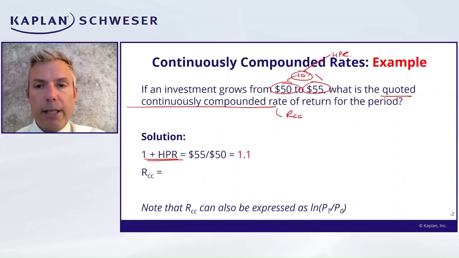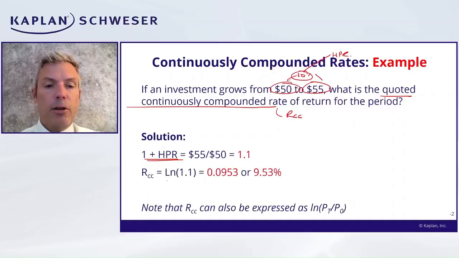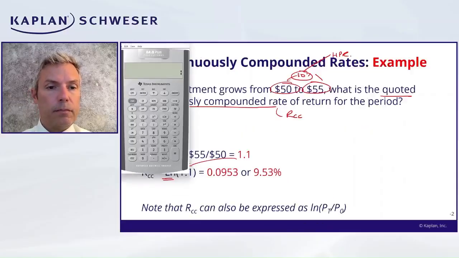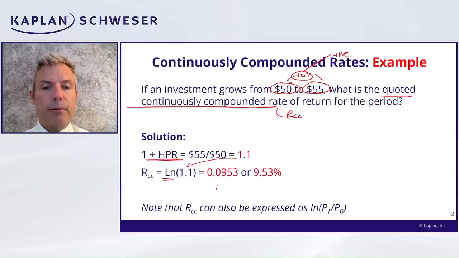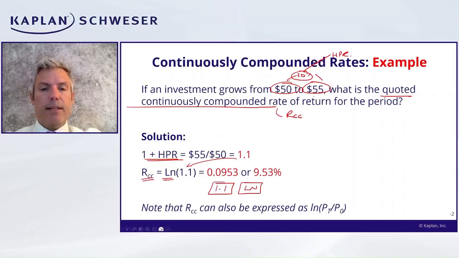So our quoted continuously compounded return is just the logarithm of 1.1, all right? And this is super easy. The keystrokes here are just simply 1.1 and then hit ln. There you go, 9.53. So really simple keystrokes, all right, 1.1 and then hit the ln key, and you will get back to the quoted continuously compounded return. The idea is this stated rate, if you compound it continuously, you get more than that. In fact, you get 10% instead of just the stated 9.53%.